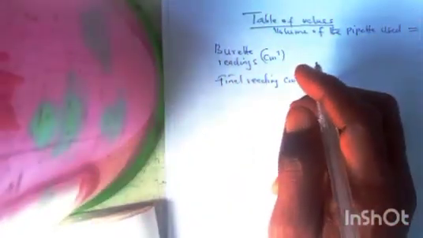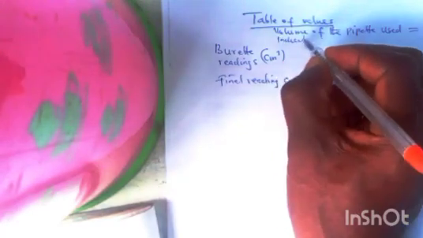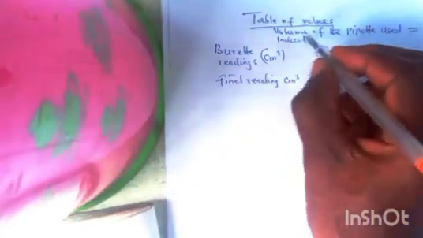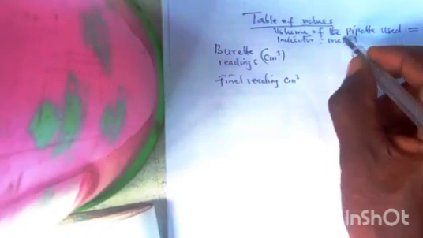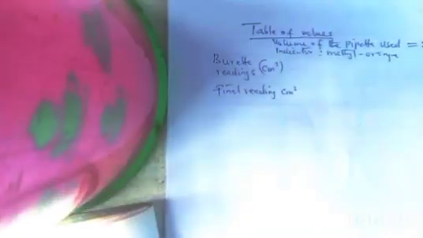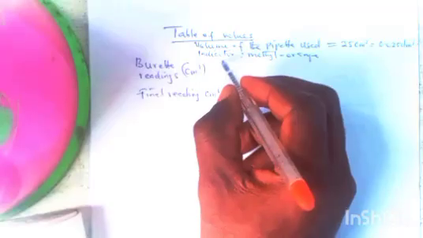Now I want to talk about the indicator. The indicator used is methyl orange. That is the indicator used. So you just watch very well, the indicator is methyl orange. So we have this, our table of values.